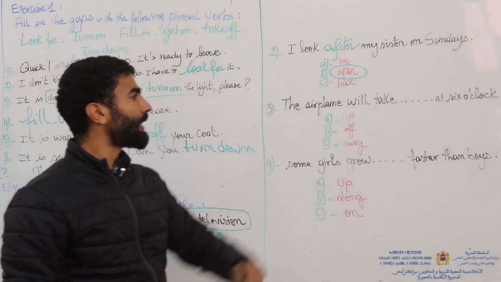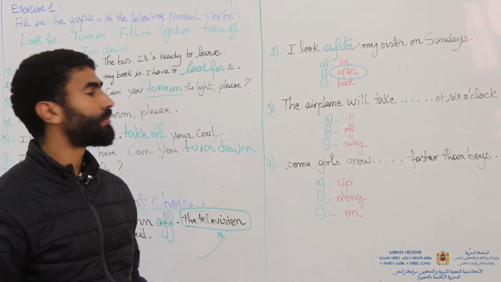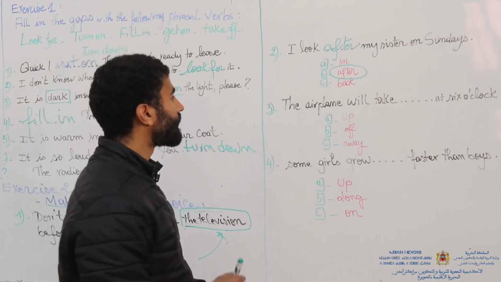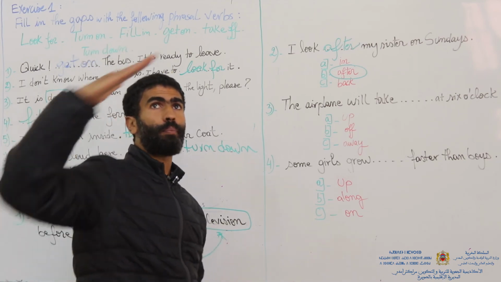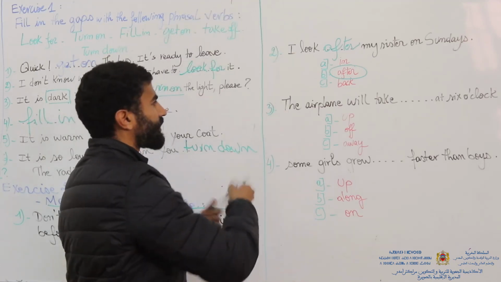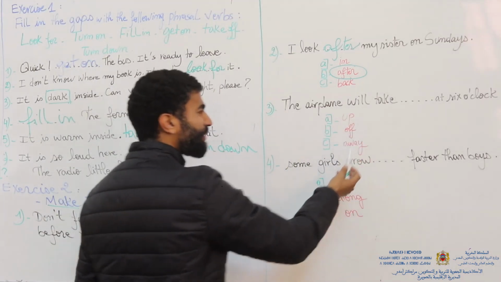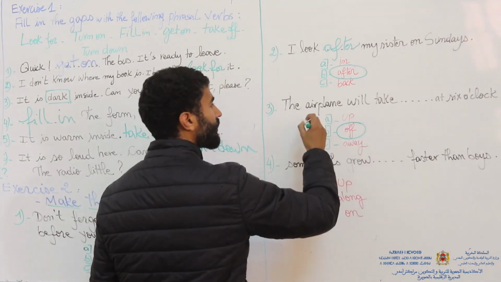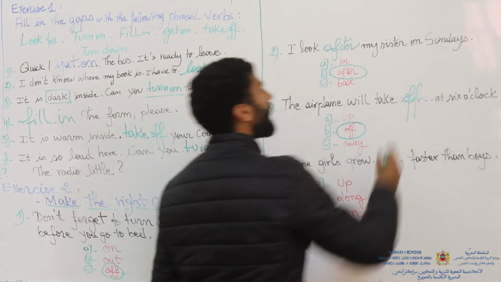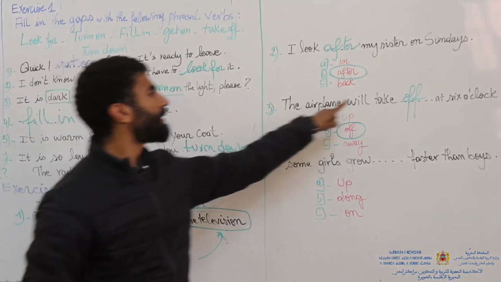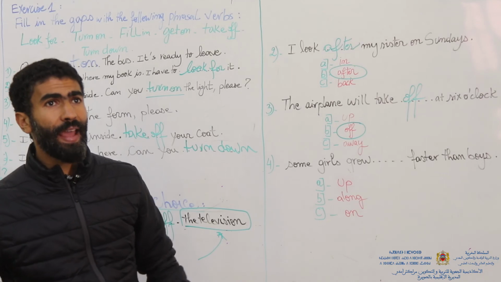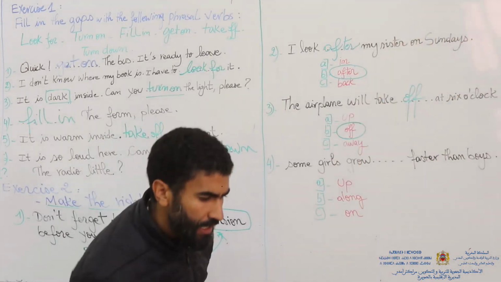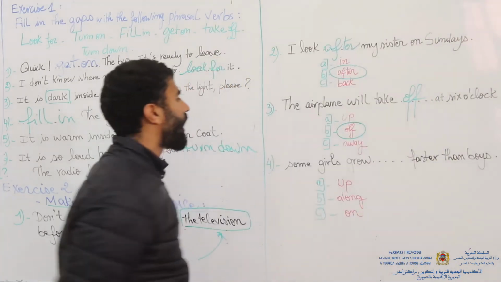3, the airplane will take at 6 o'clock. The airplane will take at 6 o'clock. And then we've already explained that for the plane, we use a certain preposition. So is it up, off, or away? Only one preposition, off. So the airplane will take off at 6 o'clock. And what does it mean, take off? It means when the plane leaves. So when the plane leaves the ground, we say the plane takes off.